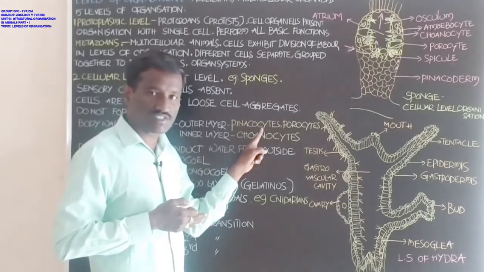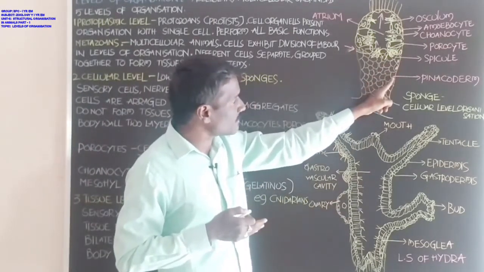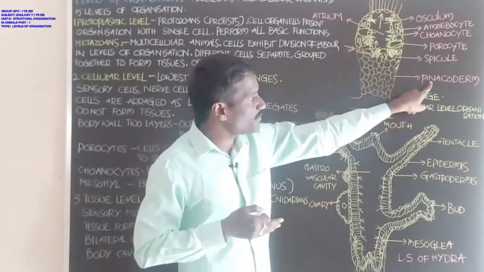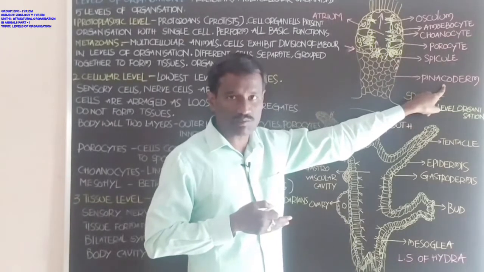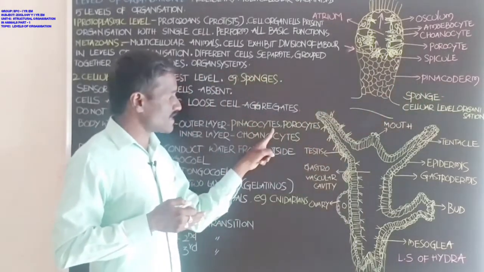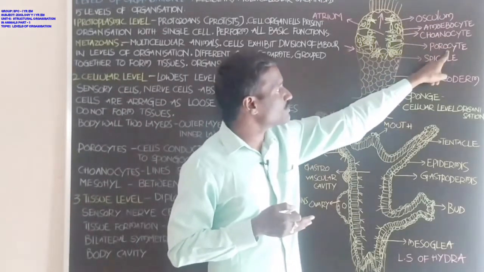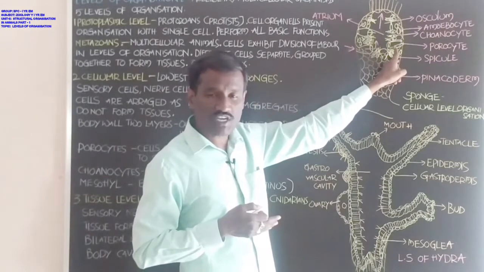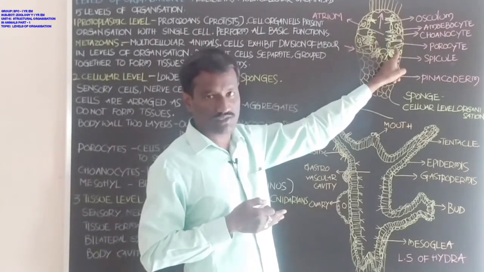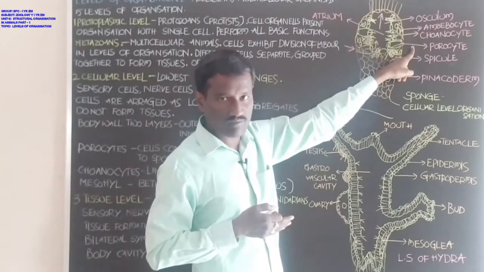Pinacoderm consists of cells called pinacocytes and porocytes. Students, what about the porocytes? These are the porocytes. Porocytes are tubular cells and open to the outside.